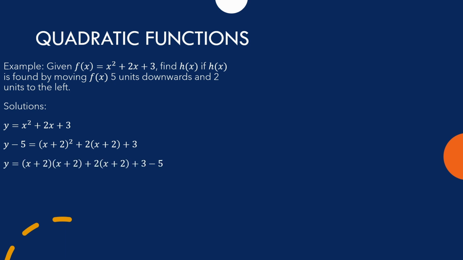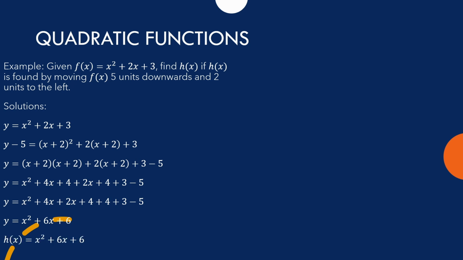And simplifying that, I will get y is equal to (x plus 2) multiplied by (x plus 2) plus 2(x plus 2) plus 3 minus 5. And simplifying that, I will get x squared plus 4x plus 4 plus 2x plus 4 plus 3 minus 5. And grouping the like terms, I will have y is equal to x squared plus 4x plus 2x plus 4 plus 4 plus 3 minus 5. And that will dissolve into y is equal to x squared plus 6x plus 6. And hence, h of x will be x squared plus 6x plus 6.